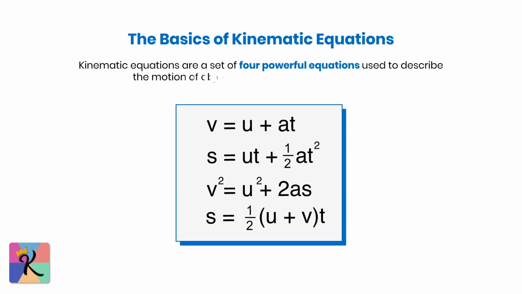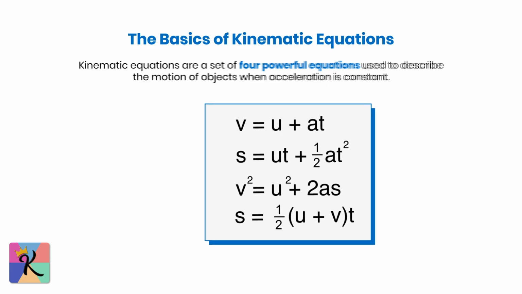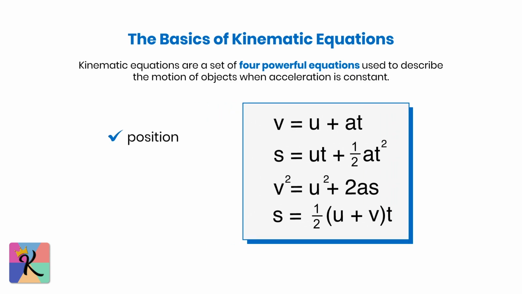Kinematic equations are a set of four powerful equations used to describe the motion of objects when acceleration is constant. These equations help us calculate key aspects like position, velocity, and displacement, and are widely applicable in physics problems.